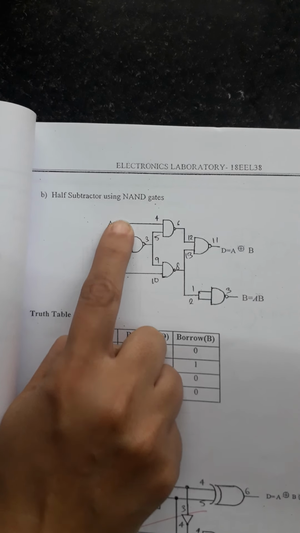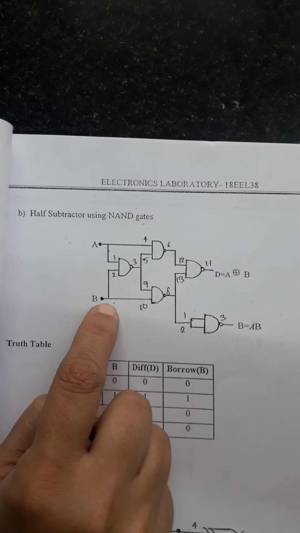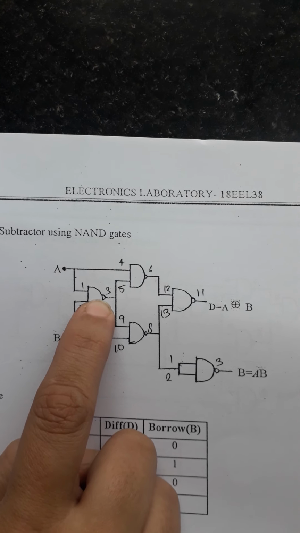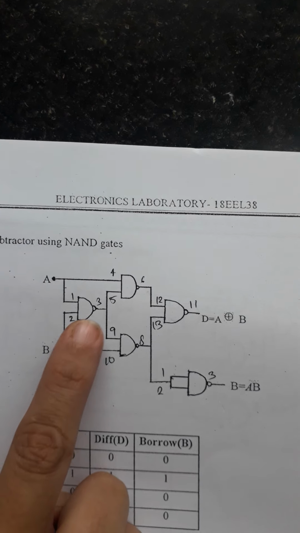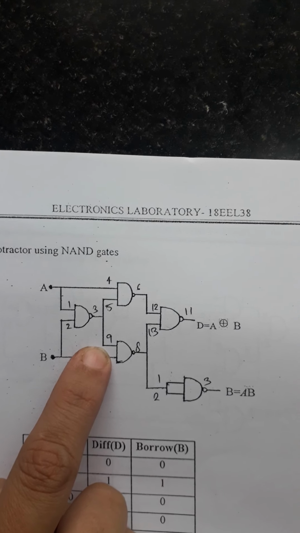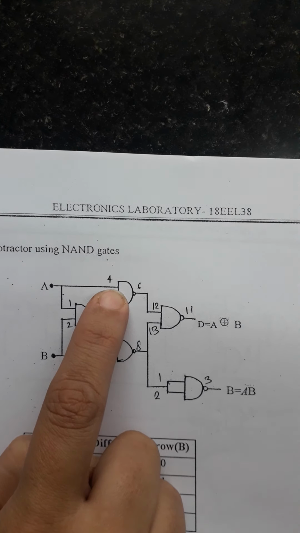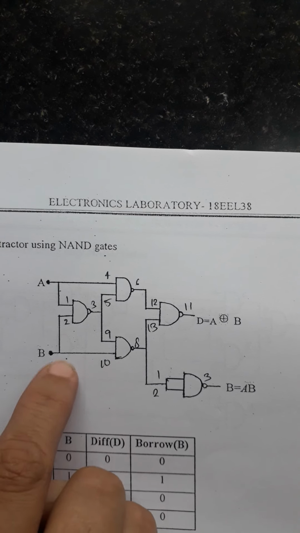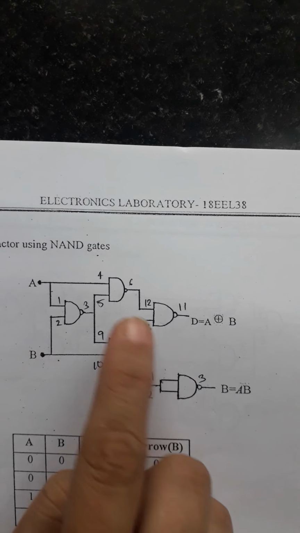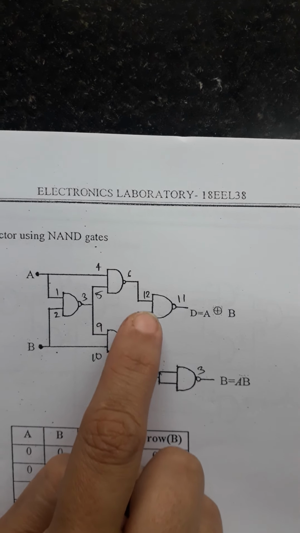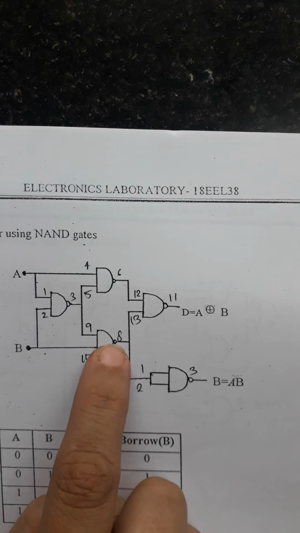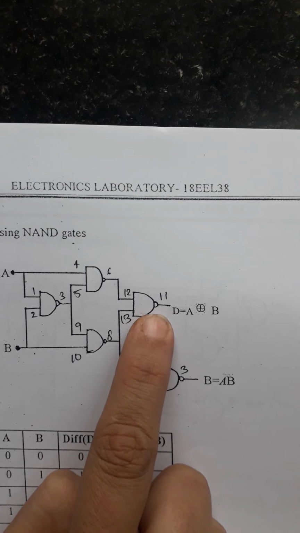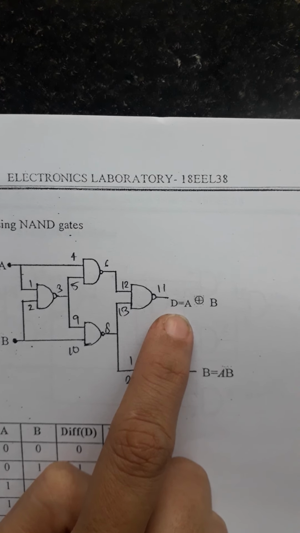In the same way, half subtractor using NAND gates. So 1 is connected to the input, 2 is connected to the input, that is B. So here 3 of the NAND gate is connected to 5 of the NAND gate, as well as it is connected to 9 of the NAND gate. As I have already told, 4 is connected to 1 and it is given to input. 10 is connected to 2 and it is given to input. 6 of the NAND gate is connected to 12 of the NAND gate. 8 of the NAND gate is connected to 13 of the NAND gate, and 11 of the NAND gate is connected to the output, that is difference.